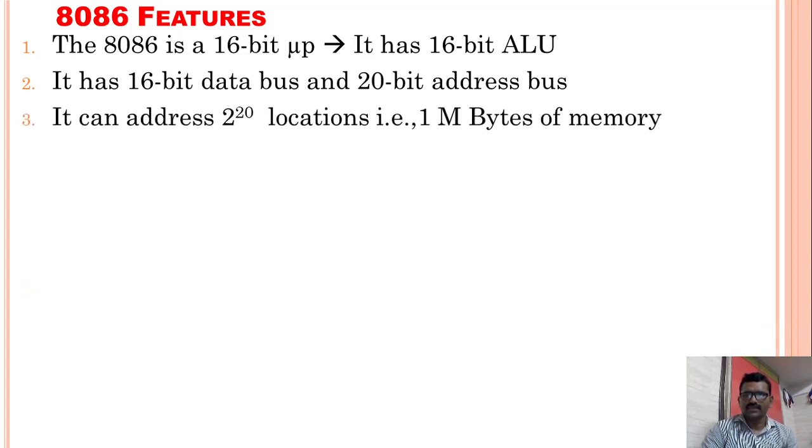The address bus indicates the external memory capacity of a microprocessor. So the 8086 microprocessor has 20 address lines. So total memory locations are 2 power 20, that is equal to 1 megabyte of memory. And next, it uses the memory segmentation concept. In memory segmentation, the total 1 MB memory is divided into fixed-size segments. With the help of memory segmentation, the microprocessor can access the memory easily and fast.